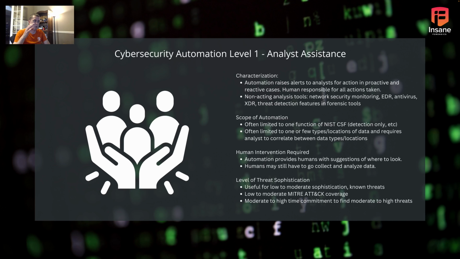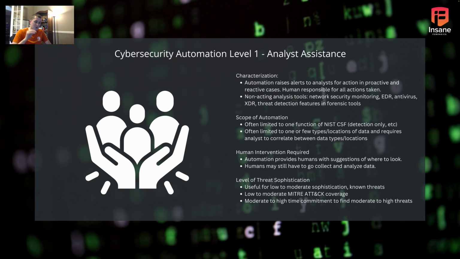As we move up to level 1, though, analyst assistance, right? So the automation's raising alerts to the analyst for action in proactive and reactive cases, but the human's still responsible for actions taken. This is in non-acting analysis tools, things like network security monitoring, passive network monitoring if you're in the OT space, right? These are great products that are great at raising red flags, but they don't really do much of the like, hey, this is high confidence, this is what it is, right? It's more like, hey, human, here's an alert, go look at this, right?